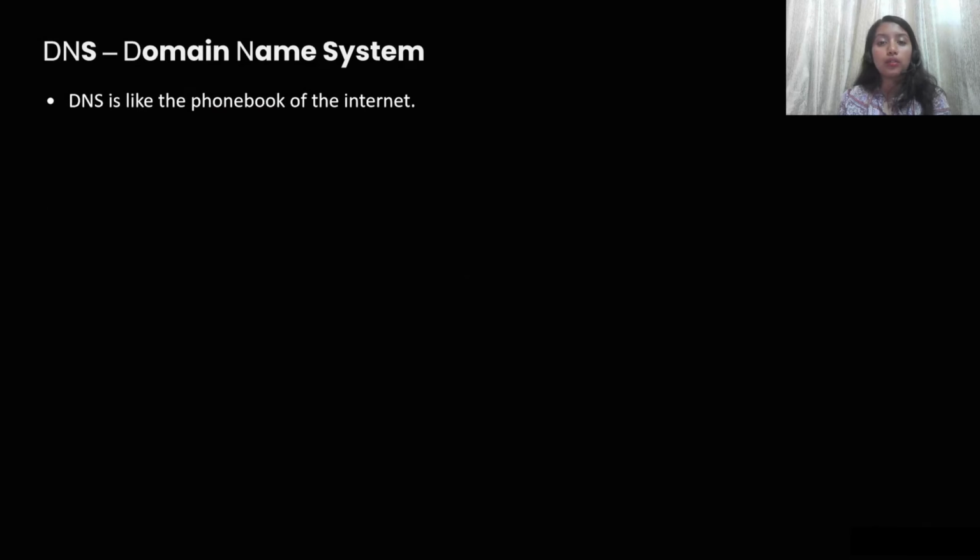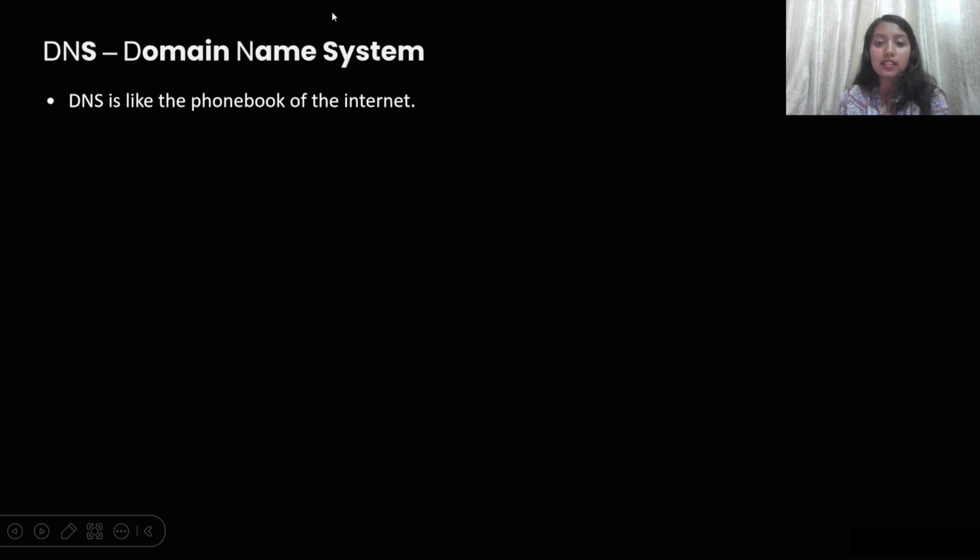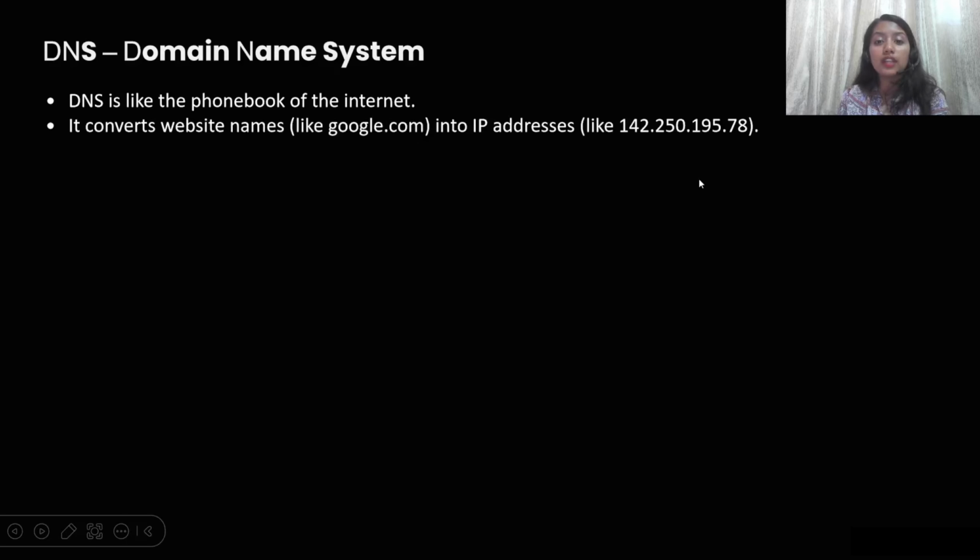Now think about this. When you open a website like google.com, do you type a number like 143.250.195.78? Never, no. You type the name because names are easy to remember. DNS means Domain Name System. It is like the phone book of the internet. It connects website names to IP addresses.